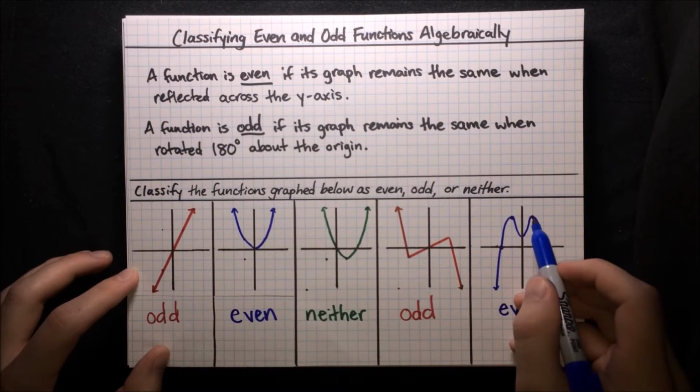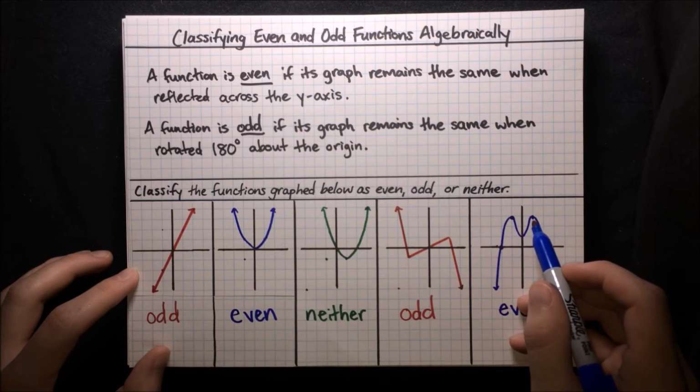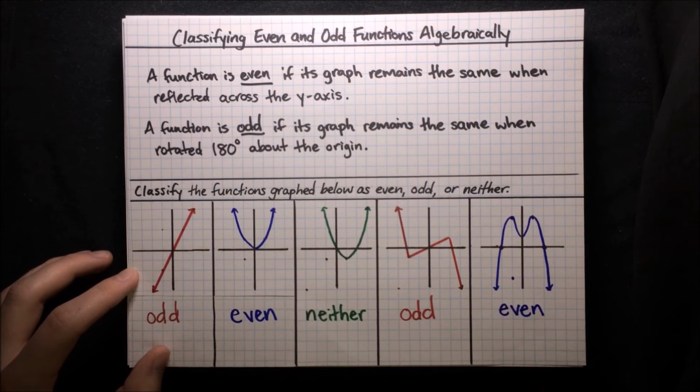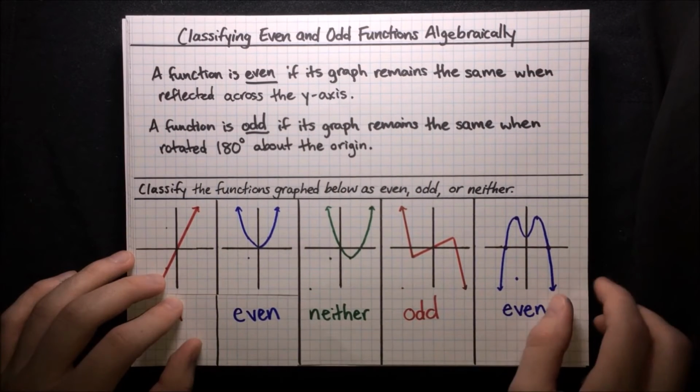We can also verify that it's not odd. Say we take this point here, (1, 3). If we were to rotate that 180 degrees about the origin, we'd go to (-1, -3), which is not a point on the function. So nope, not odd.